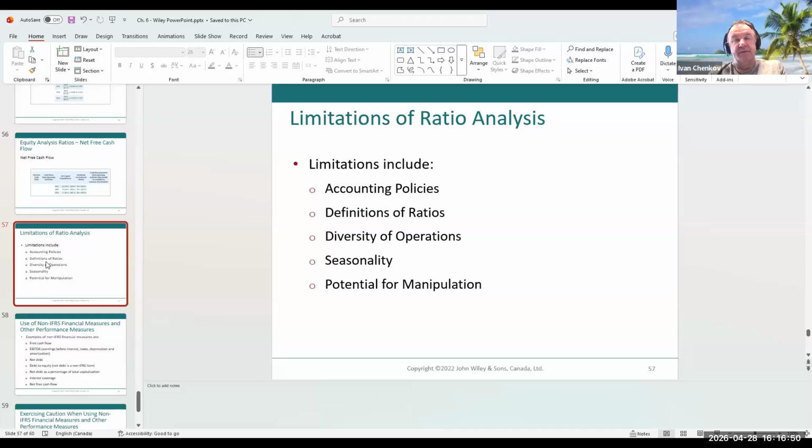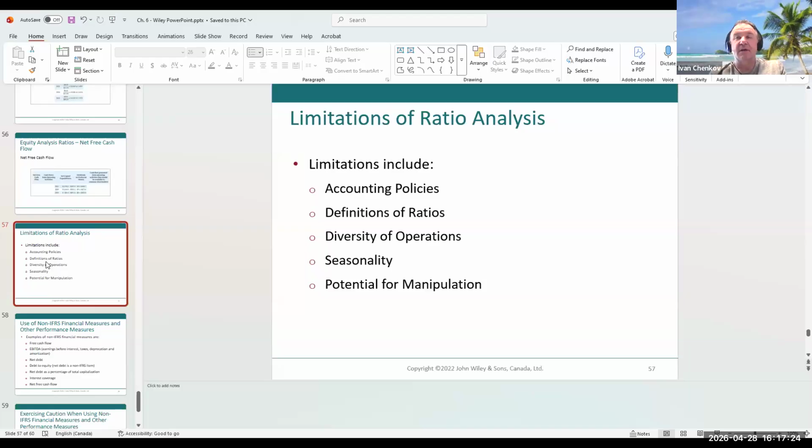Also, there are limitations. Those ratios can be manipulated. How is that going to happen? Through the accounting policy. Every company can follow their own accounting policy. They can be different from one company to another, and that's going to give you different ratios. Definitions of the ratios. You have to know the definition of the ratio, how the ratios are calculated. Otherwise, you're not going to understand the ratios, and you may make wrong decisions.